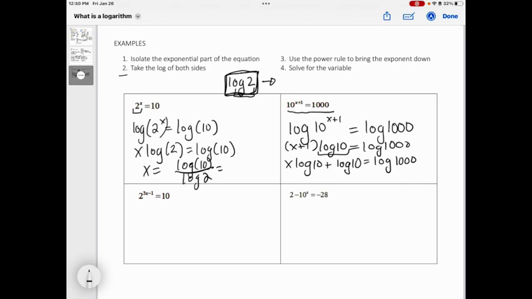Now, you want to get the x by itself. We finished step 3 where we used the power rule to bring the exponent down. Now we have to solve for the x. You would subtract the log 10 to the other side and then divide by log 10. So you would have x is equal to log 1,000 minus log 10, because you take the log 10 and subtract it from both sides, and then all you're left with is x times log 10, so then you would just divide both sides by log 10. We put that in the calculator and find our value.